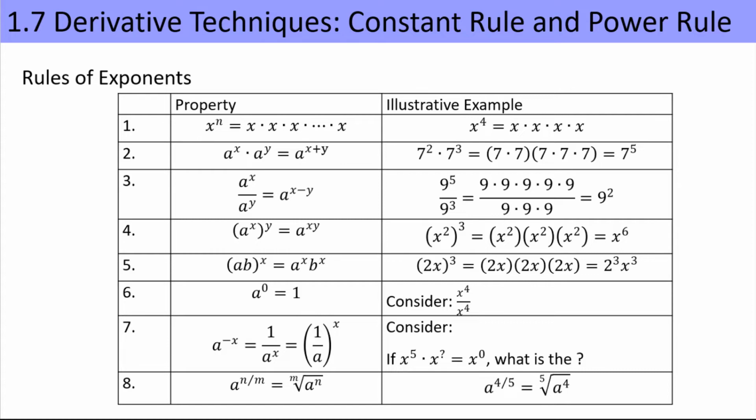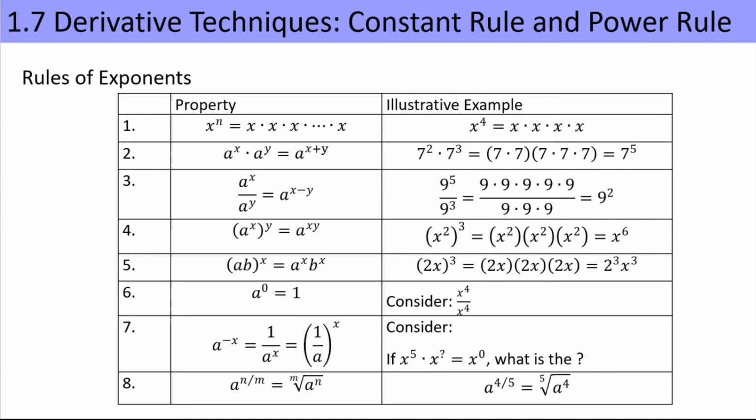Rule number 3. A to the power of x divided by a to the power of y is equal to a to the power of x minus y. Consider the example, 9 to the 5th divided by 9 cubed. You can expand 9 to the 5th as 9 multiplied to itself 5 times, divided by 9 cubed as 9 multiplied to itself 3 times. 3 9s cancel, leaving 2 9s in the numerator, which gives you the result of 9 squared, which you could have just as easily gotten by performing the subtraction 5 minus 3.